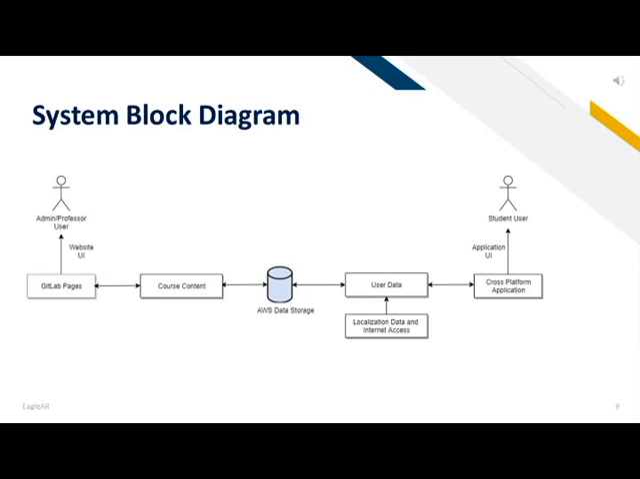On the right, we have the student user, which interacts with the mobile application user interface. This will be a cross-platform application, so it will be available for download on both iOS and Android devices. This application will interact with user data, which includes localization data and internet access that is found through the user's mobile device. And this data will also be stored on the Amazon Web Service data storage.